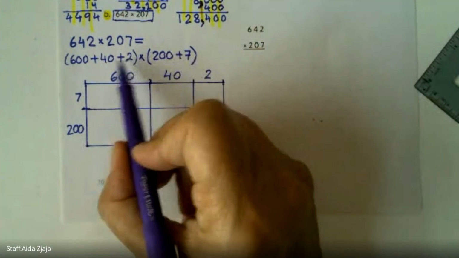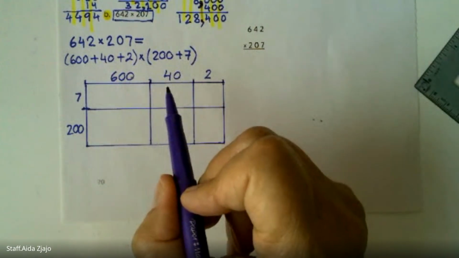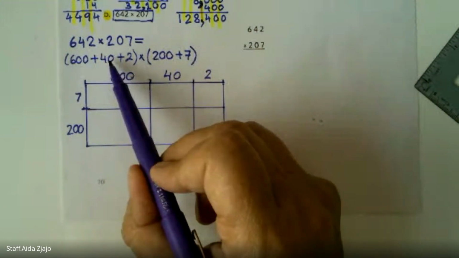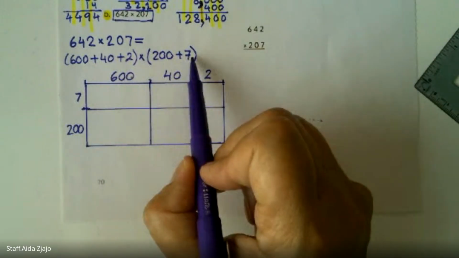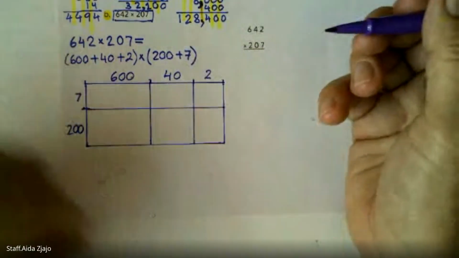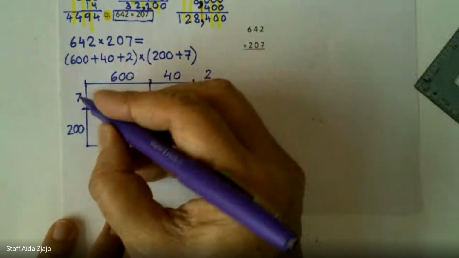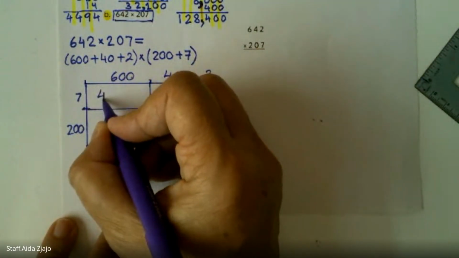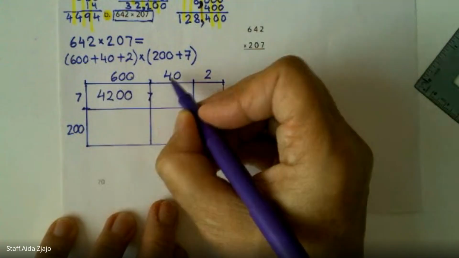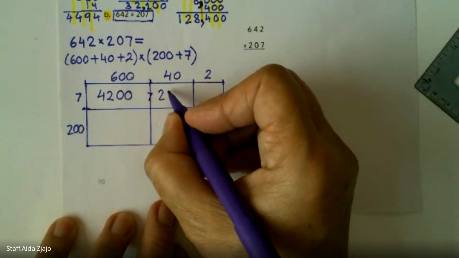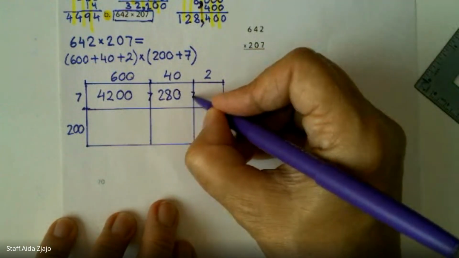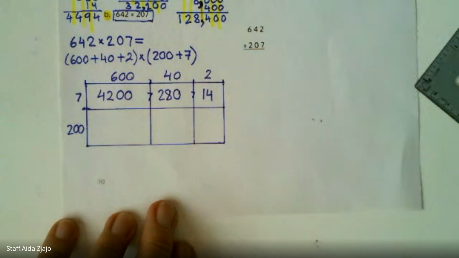Because 2 times 3 is 6, so we need to do 600 times 200, 600 times 7, 40 times 200, 40 times 7, 2 times 200, and 2 times 7. So distributive property. 7 times 6 is 42 and add 2 zeros. 7 times 4 is 28 and add 1 zero. 7 times 2 is 14.